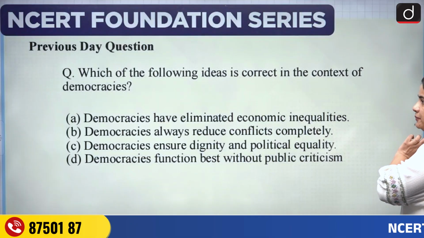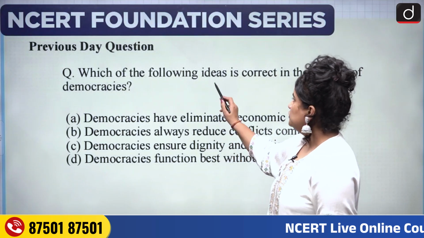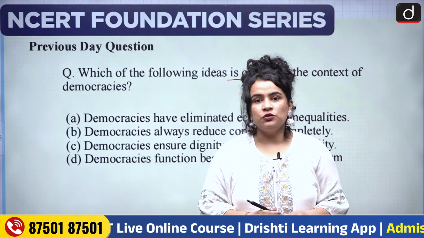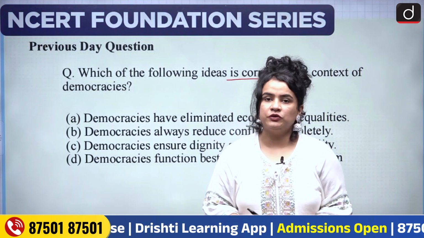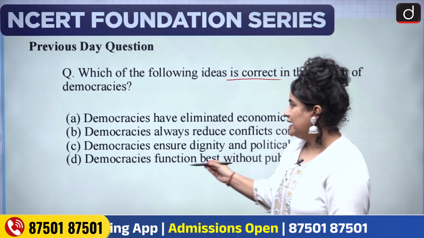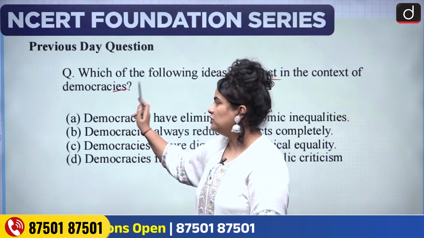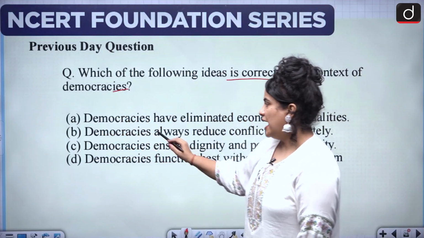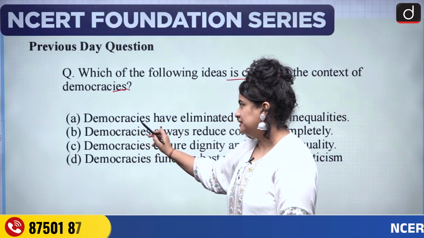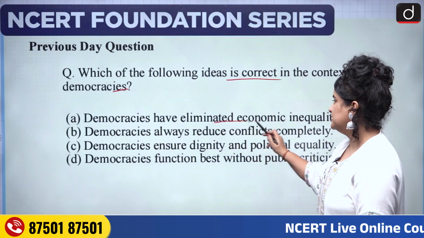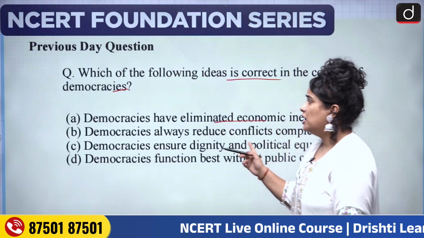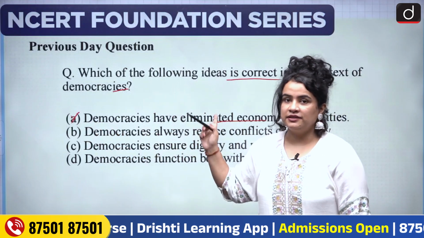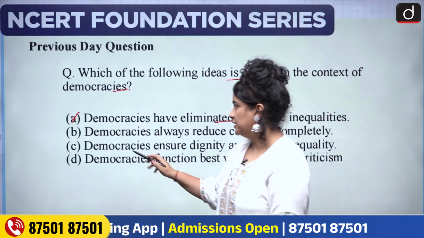Let's begin with the previous day question. Which of the following ideas is correct in the context of democracies? So in the preceding video, we were talking about democracy and what are the outcomes of democracies. So let's take a look at all of these options and arrive at the correct answer. Option A says democracies have eliminated economic inequalities. We know with the help of data as well as facts that this is in fact inaccurate.